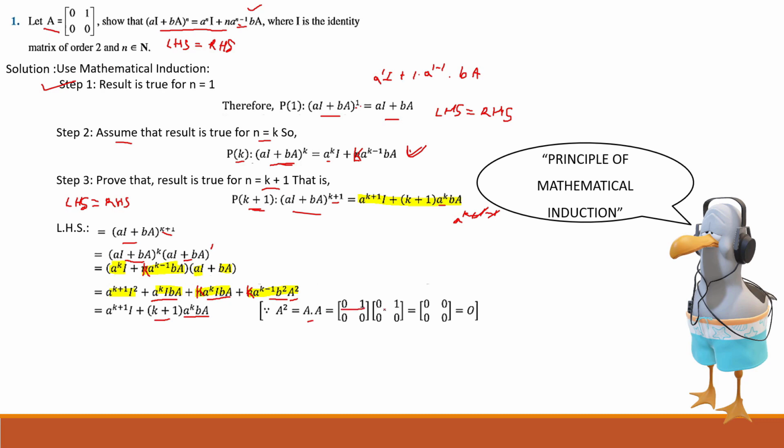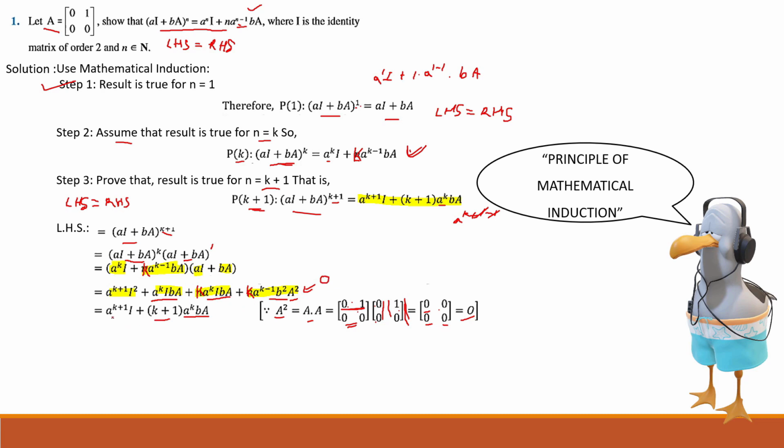First row multiplied with first column: 0 into 0, 1 into 0 it is 0, 0 into 1 it is 0, again here also 0 and 0, 0 0. So that means A square is equals to 0. तो इन सब के साथ मल्टीप्लाई करने के बाद में this element will become 0.